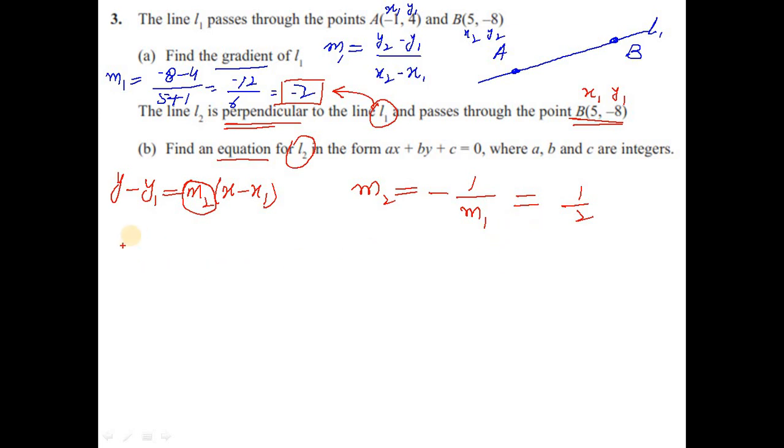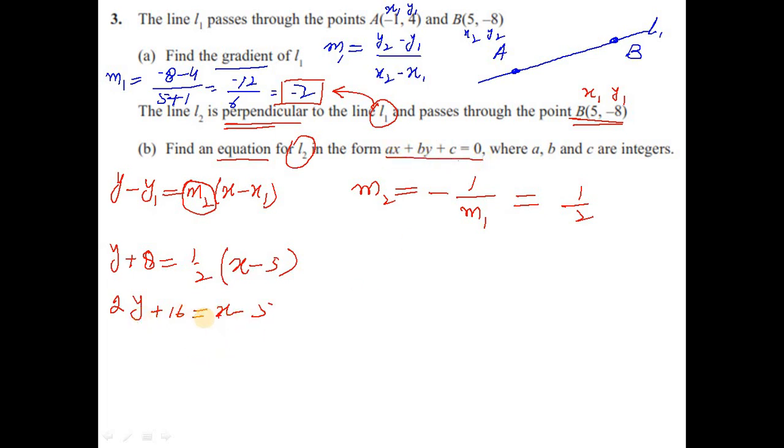So you can figure out the equation. So y minus y1 is minus 8, so it's y plus 8 is equal to half times x minus x1, so x minus 5. You simplify this equation, so 2y plus 16 is equal to x minus 5, and then you need to write the equation in the form of ax plus by plus c equal to 0.